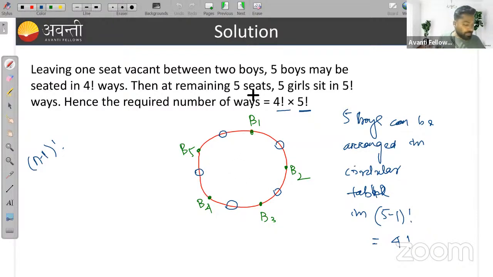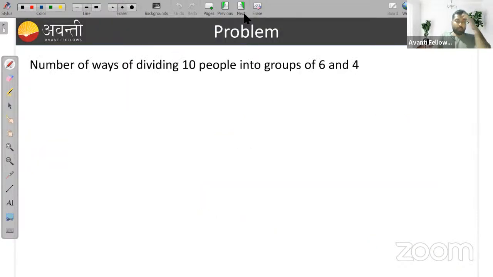Okay, so let's move. Okay, here you have a problem: the number of ways of dividing 10 people into groups of size 6 and 4. This is the formation of groups concept we need to understand here. Formation of groups.